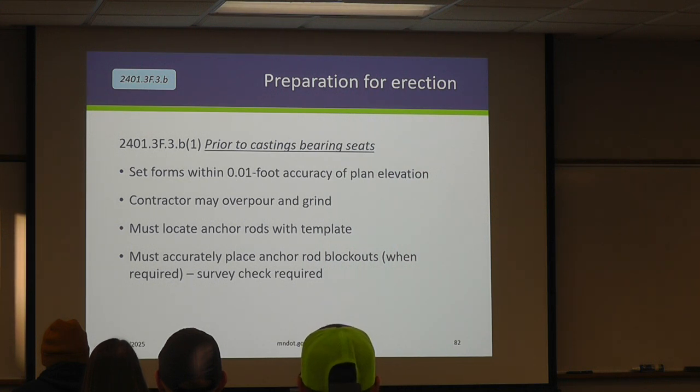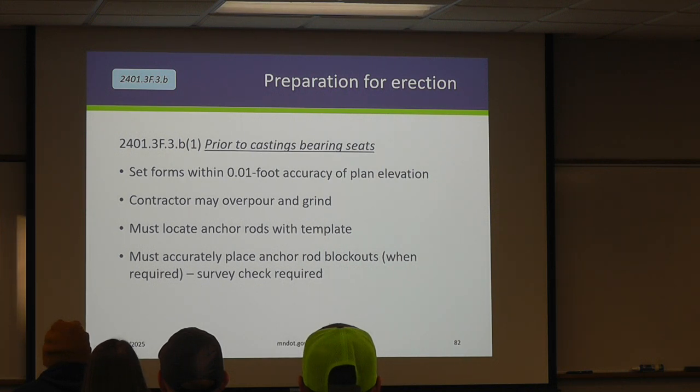We do specifically tell the contractors you can overpour and grind. We stay silent on the ability to shim because it's not desirable. So we specifically call out this. Anchor rod's got to be located with the template, right? If you think about a pier cap, we might have a number 11 bar. We probably made it a number 11 in design for a reason, right? We want all of that steel there, not to have the core right through the rebar. So it's important to do the template for your anchor rods.